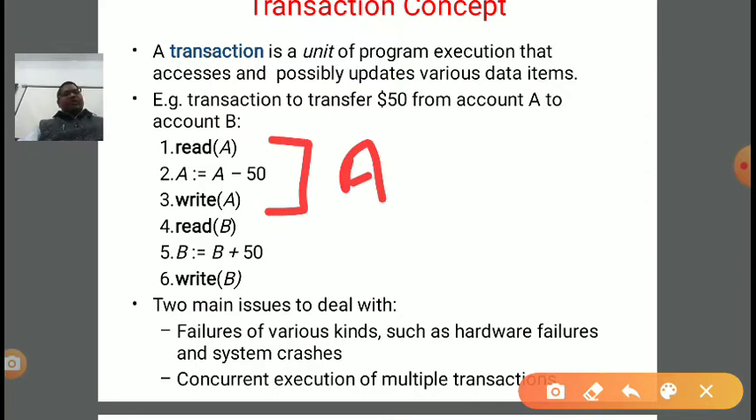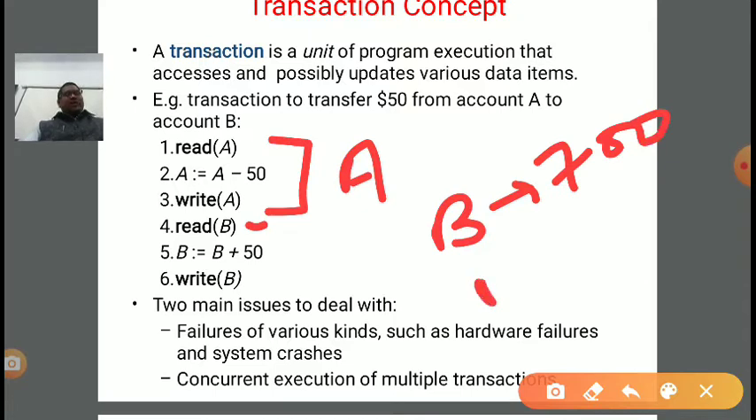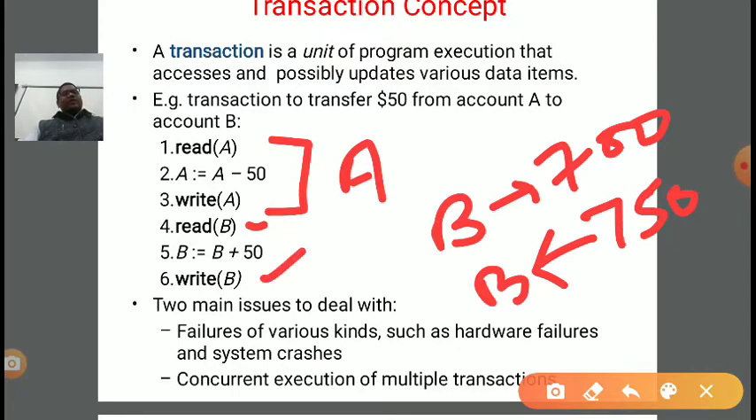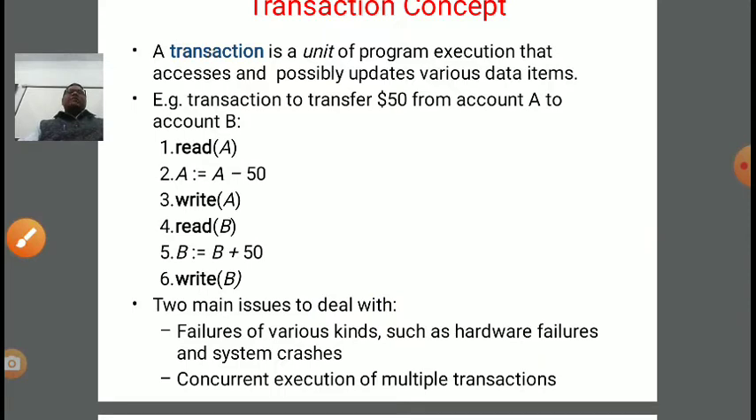Now next we need to access account B, read B. Now in B we need to add, so suppose B is having 700 initially. B is getting 50, so 700 plus 50, that is 750. Now write B means in B we need to update the value in the database. So initially A was having 1000 and B was having 700. After the transfer A will have 950 and B will have 750.